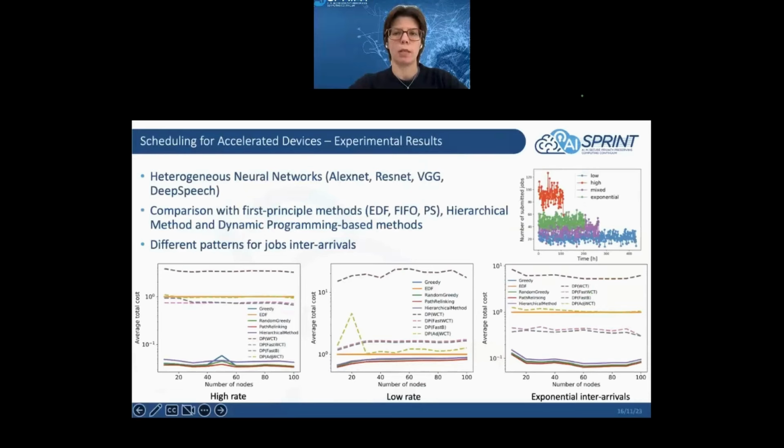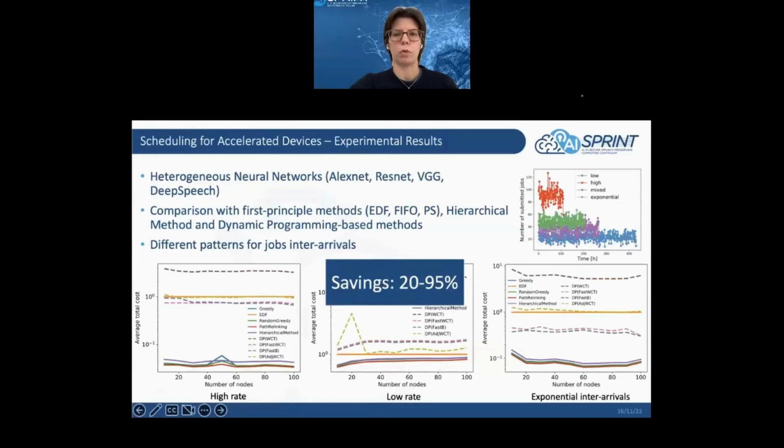These are some of the experimental results we achieved testing the job optimizer considering heterogeneous training applications. We compared the performance of our method with first in, first out, earliest deadline first, a hierarchical method we had developed in the past, and a dynamic programming-based method adapted from the state of the art. We considered different patterns for job intervals, which are shown in the picture on top. The three plots show the average total cost achieved with different methods. We can observe that our path relinking approach is the one performing best in all scenarios, achieving a cost reduction between 20 and 95% with respect to the others.